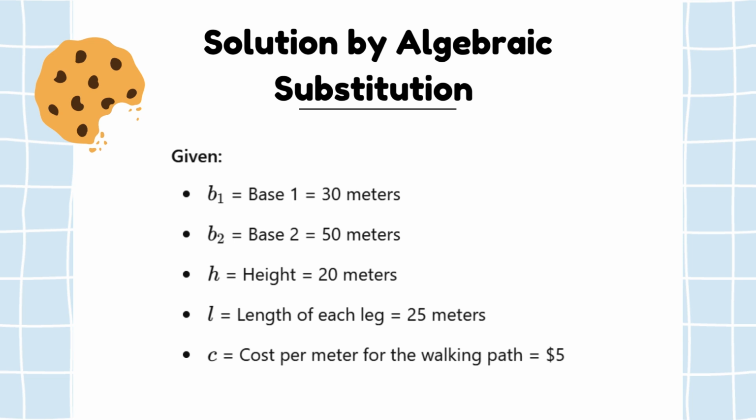Now, for the first solution, we will try using algebraic substitution. Okay, first and foremost, we need to list down all the information. For example, here I have stated the information that is given, like B1, B2, H, L, and C.